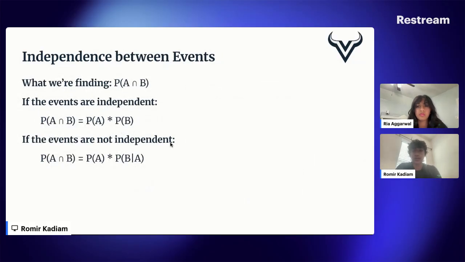So for independence of events, to find that two events are independent, you can use this formula. The probability of the intersection is equal to probability of A times probability of B. And that's true if the events are independent. And if the events are not independent, then the probability of A and B is equal to the probability of A times the probability of B given A.